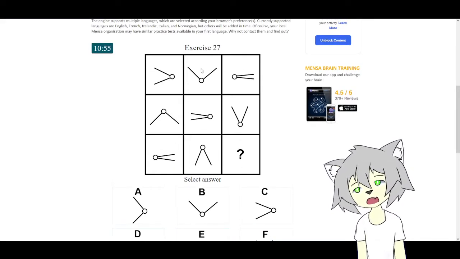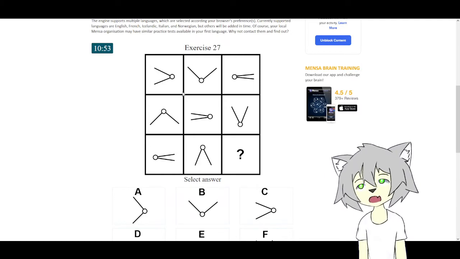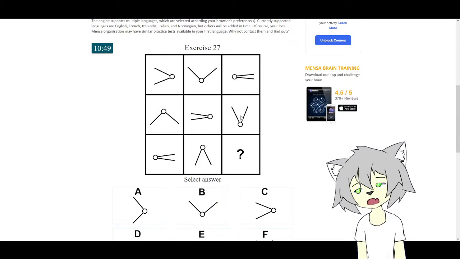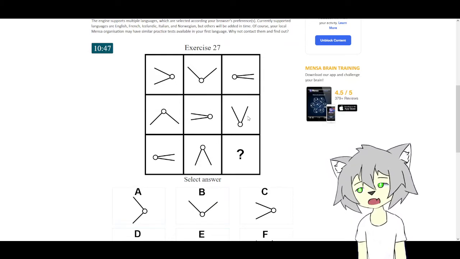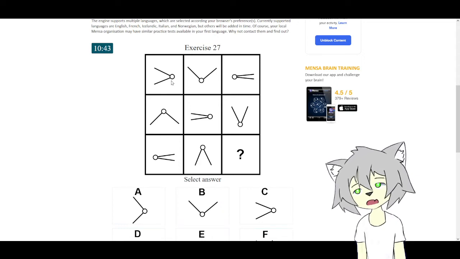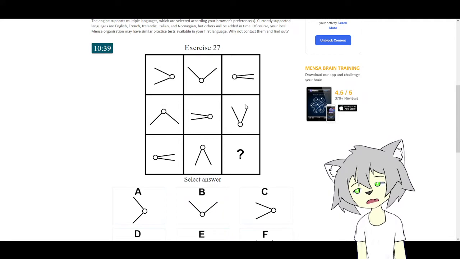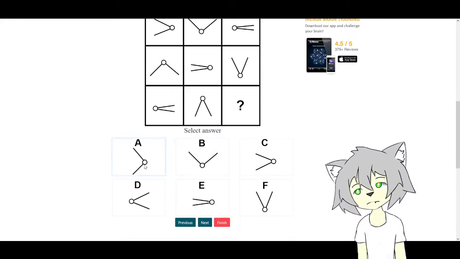Narrow, narrow, narrow, wide, wide. So, and then normal, just decently sized. And it's left, up, right, down, left, up. So it rotates, so it has to be A, I think.